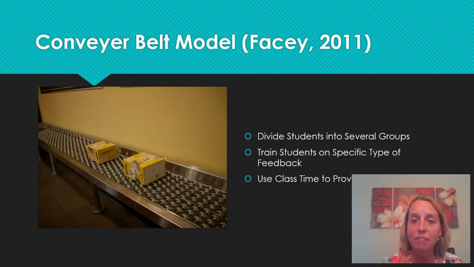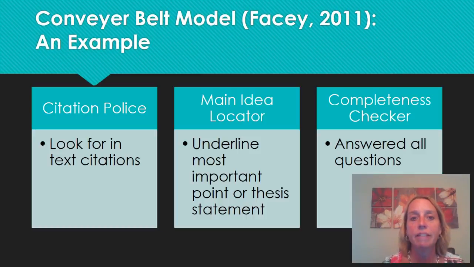So it involves dividing students into groups, training students on that, and then really thinking that it needs to happen during class time so that you can monitor and make sure that it's working out well. Let's take a look at an example.